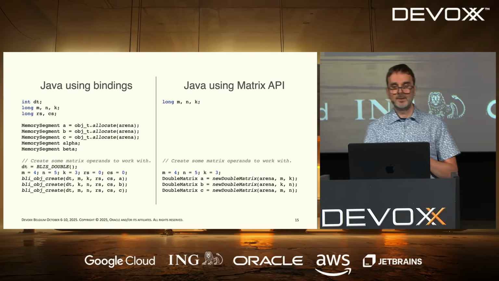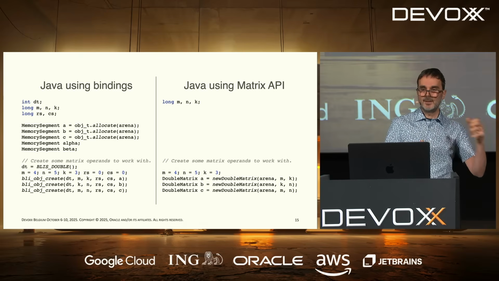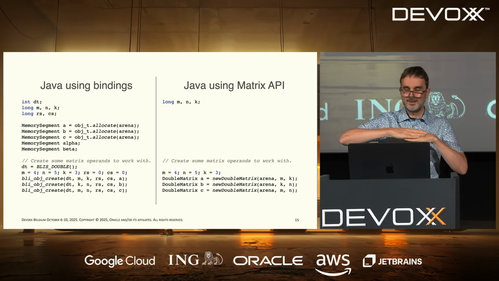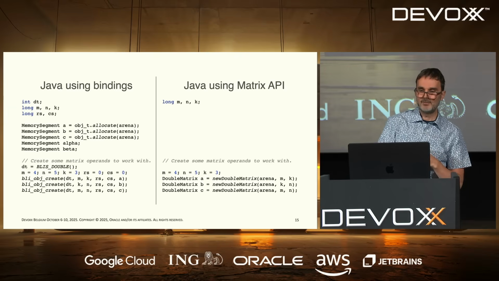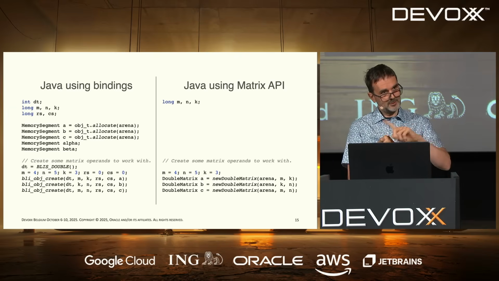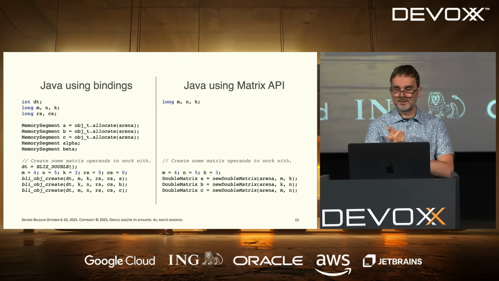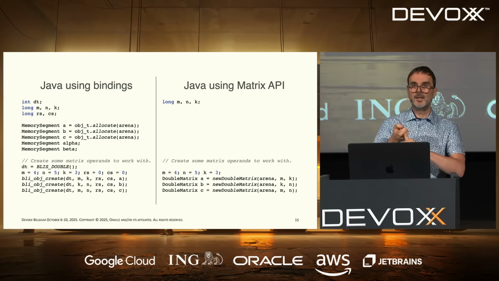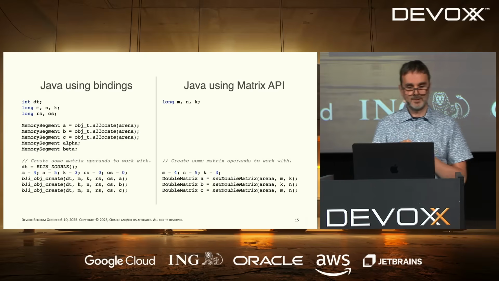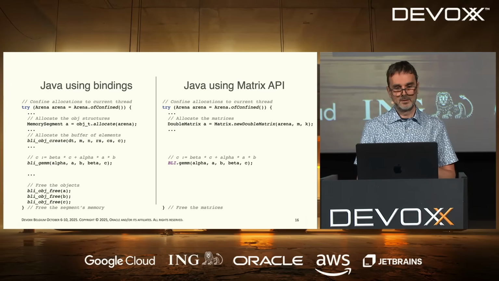So instead of using the Java bindings on the left-hand side, I can use my matrix API, which just collapses it all. Instead, I could just allocate my matrix. I give it the arena where I want to allocate both the Bliss object structure and also the buffer of elements, maybe. And I just do the thing that you'd expect as an API from a Java developer to do. So it all collapses down.